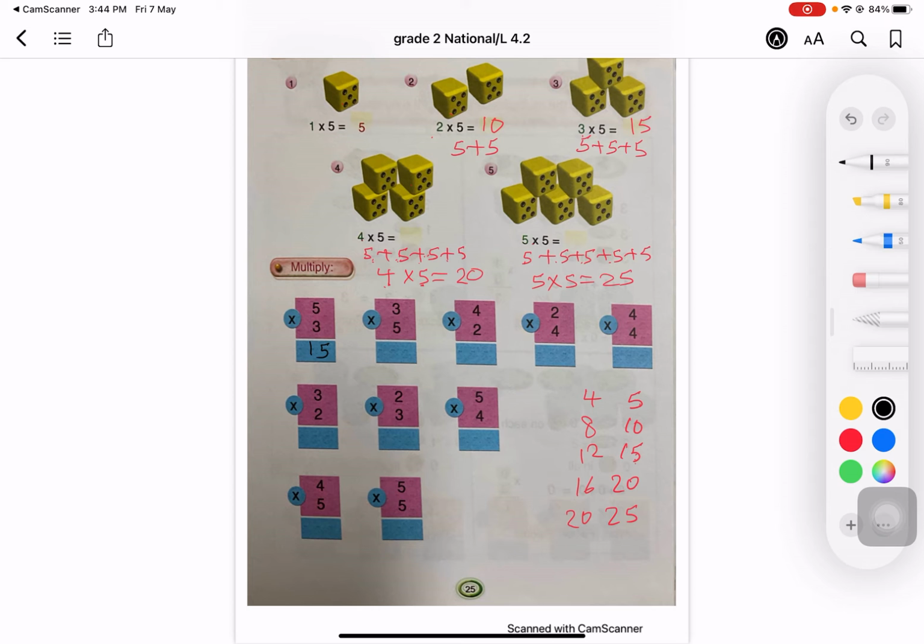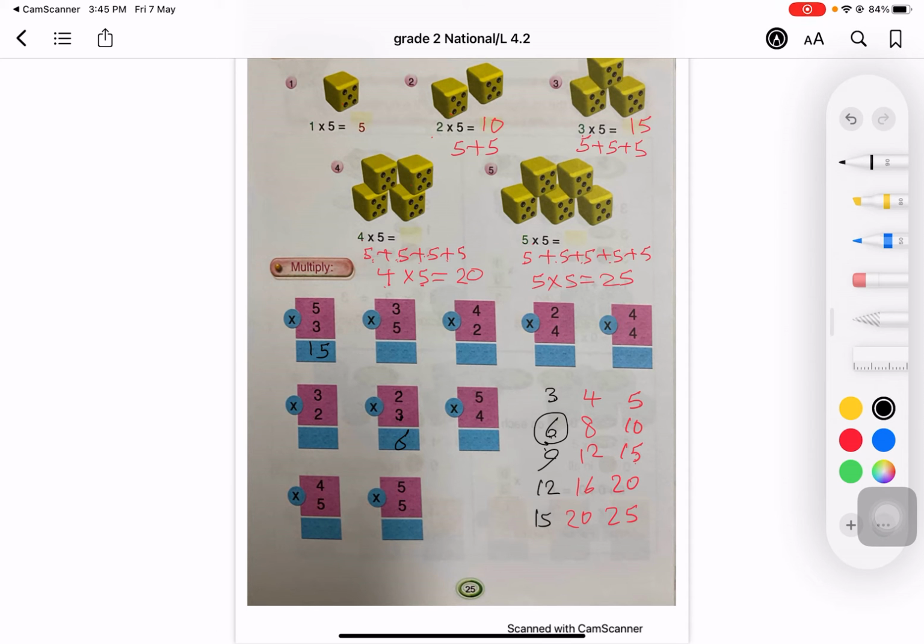For example, 2 times 3. You are repeating the 3, 2 times. It's 3, 6, 9, 12, 15. If you repeat the 3, 2 times, 1, 2, what will you get? Yes, it is 6.